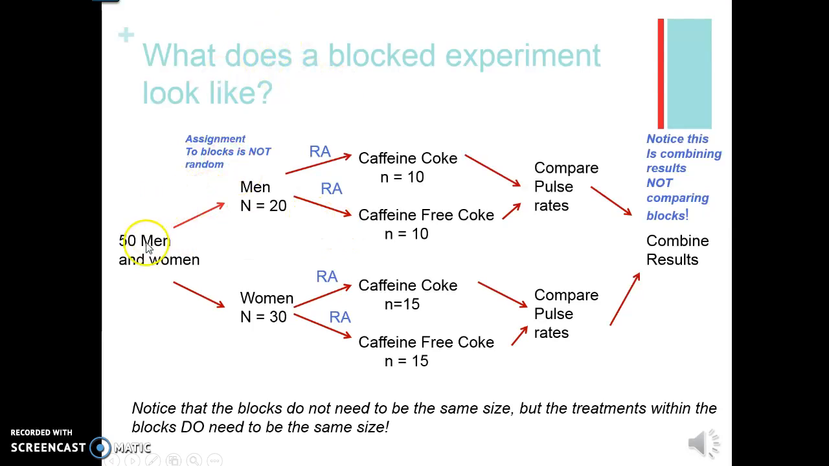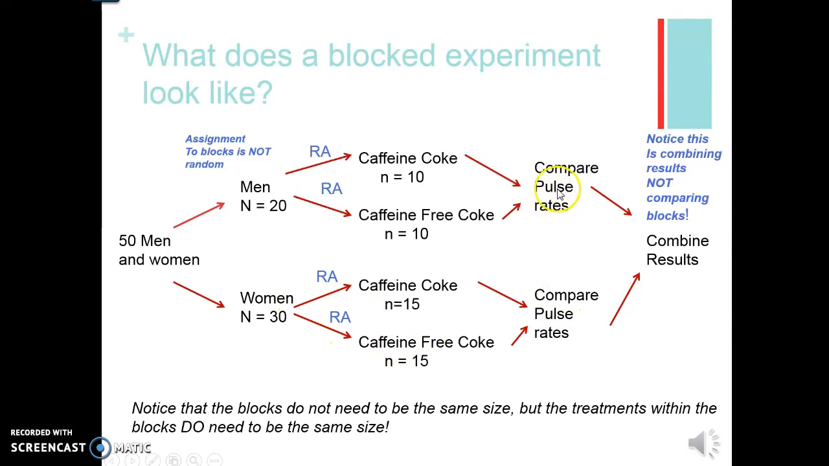What would the experiment look like if we decided to block it? So we had 50 men and women. So we still are saying what our experimental units were. We had 20 men and 30 women. Now note, these blocks are not the same. That's okay, but you do want the treatment groups to be about the same size. We're not randomly assigning male and female. We're just splitting them into two groups. Then we're going to randomly assign the men to have caffeine and no caffeine. We're going to randomly assign the women to have caffeine and no caffeine.